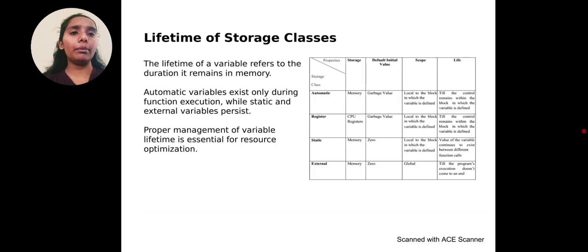And the lifetime of storage classes. The lifetime of a variable refers to the duration it remains in memory. Automatic variables exist only during function execution, while static and external variables persist. Proper management of variable lifetime is essential for resource optimization, and you can see the table over here which is helpful for lifetime of storage classes.